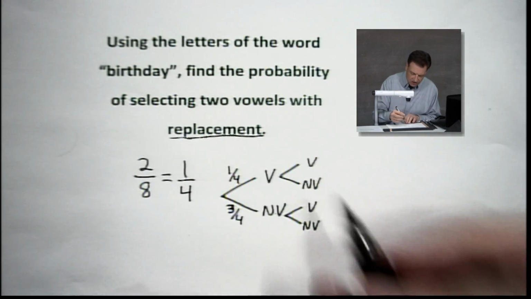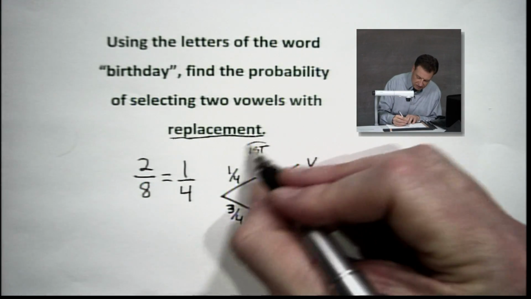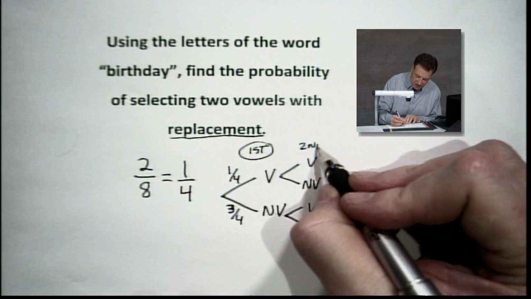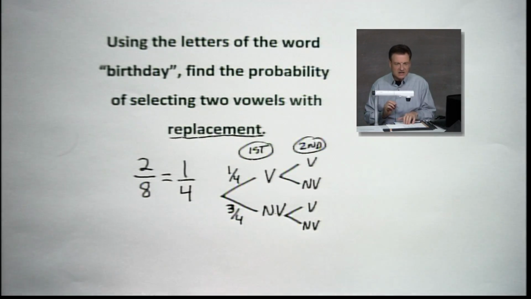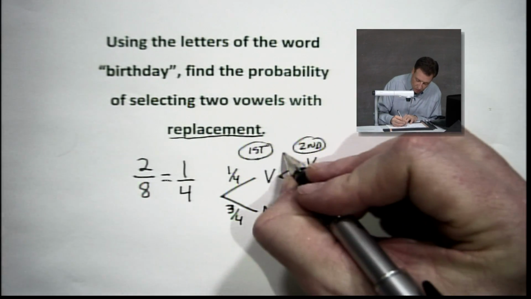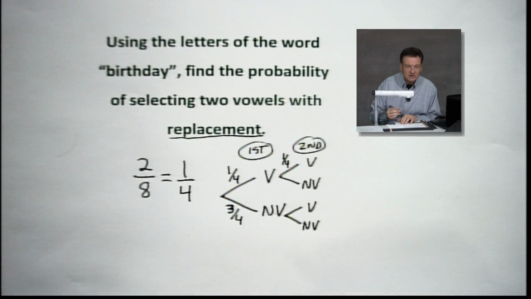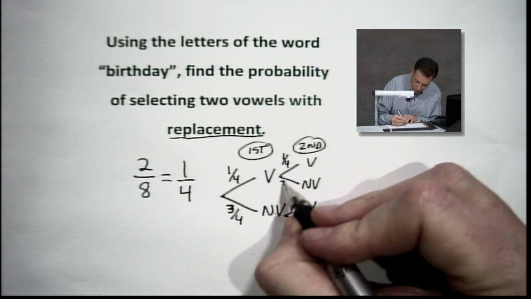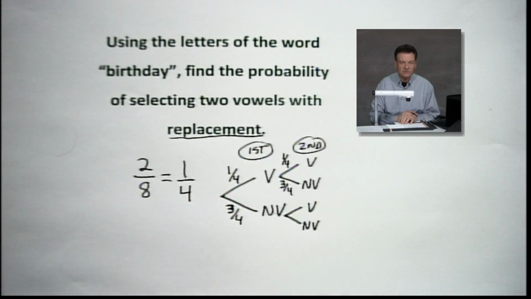So here's the deal. This is the first draw. This is your second draw. And guess what? I put the vowels back in, or I put the consonants back in. Whatever I drew, I put back in, which brings me back to 8. It still gives me 1/4 chance for vowels, and it gives me 3/4 chance for non-vowels, all right?